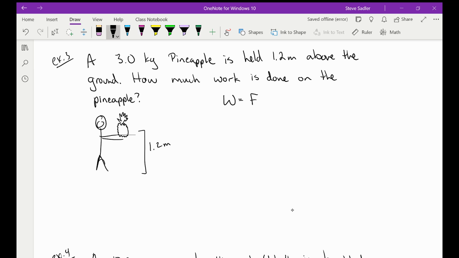Work is equal to force times distance, or displacement. In this case, the pineapple isn't moving over a displacement, it's being held there. So, no displacement, no work. Hopefully that makes sense. So work is actually 0 joules. No distance moved equals no work.